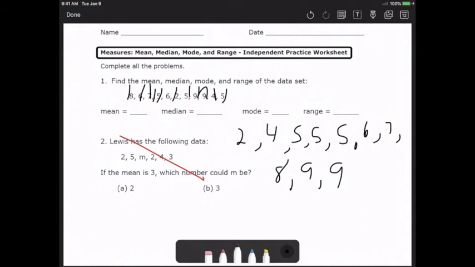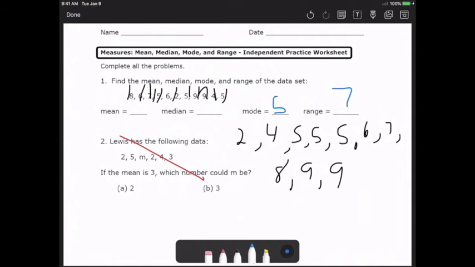So since they're in order, the range is easy. It's 9 minus 2, which is 7. The mode, most often, is going to be the 5s because there's 3 of them. Now, if there were 3 9s, then it would be 5 and 9.